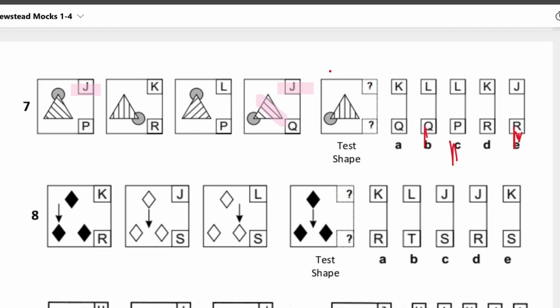Next, we have what's similar over here. We have P, and P corresponds to the shape at the top. And so the bottom left corner means Q is going to have to be at the bottom. We get A.